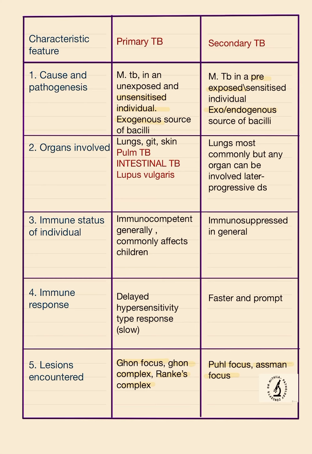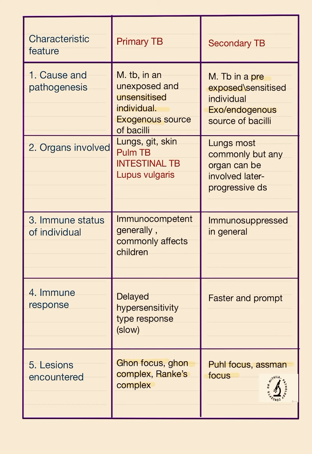Then thirdly, primary TB infects a person who is generally immunocompetent, and it commonly affects children. So in children, primary TB is seen, and also in immunocompetent individuals, and that's why it has a very self-limiting course, and almost 95% of the cases don't exhibit any symptoms. While secondary TB will occur in a patient who has decreased immunity. So this is also another important difference.